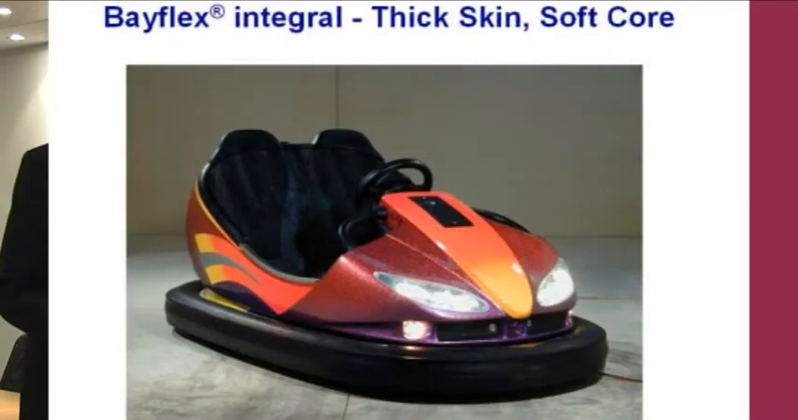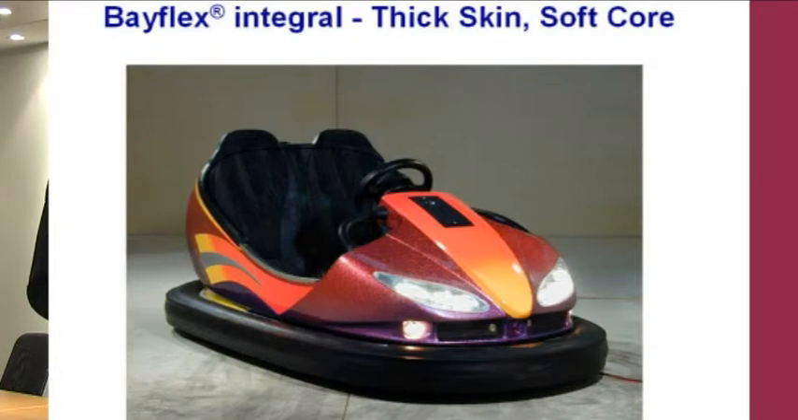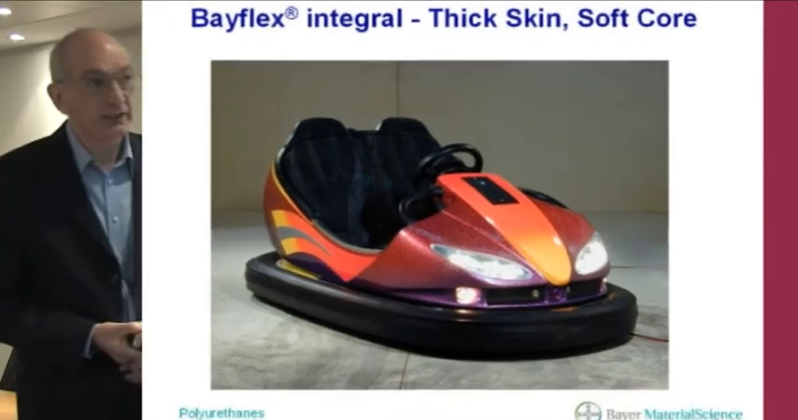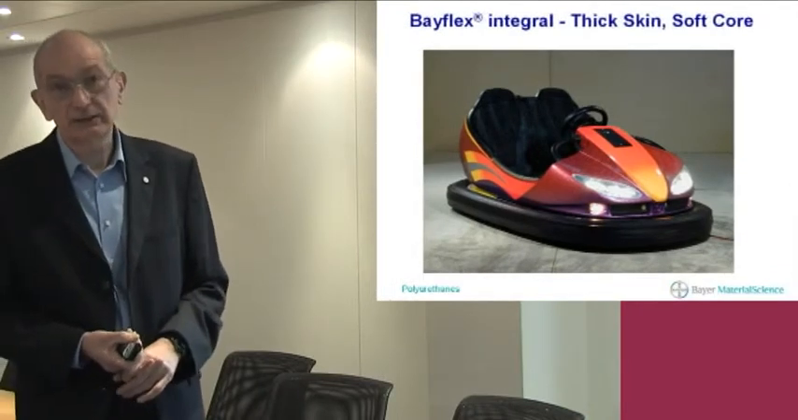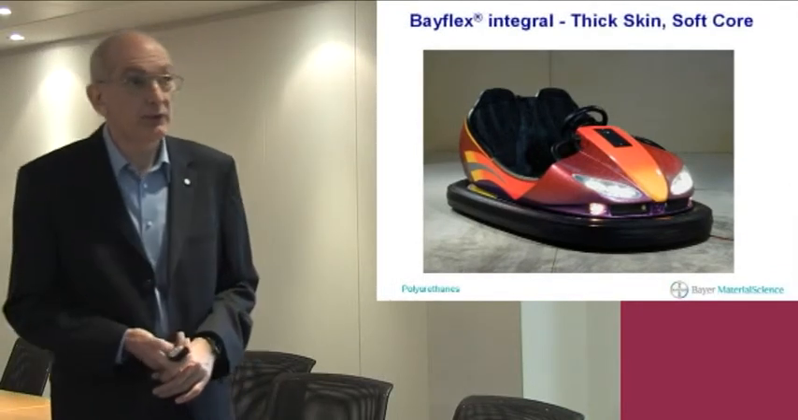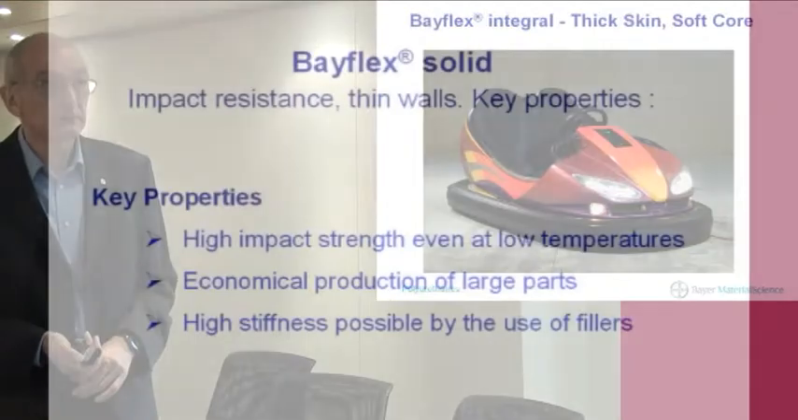And this playground ride, the saddle or the seat, is made from Bayflex Integral. And this example, the bumper or the dodgem car here, all the internal soft components, the seats, the steering wheel and the fascia, are all made from Bayflex Integral. In this instance, they are simply black pigmented and no further finishing is required.